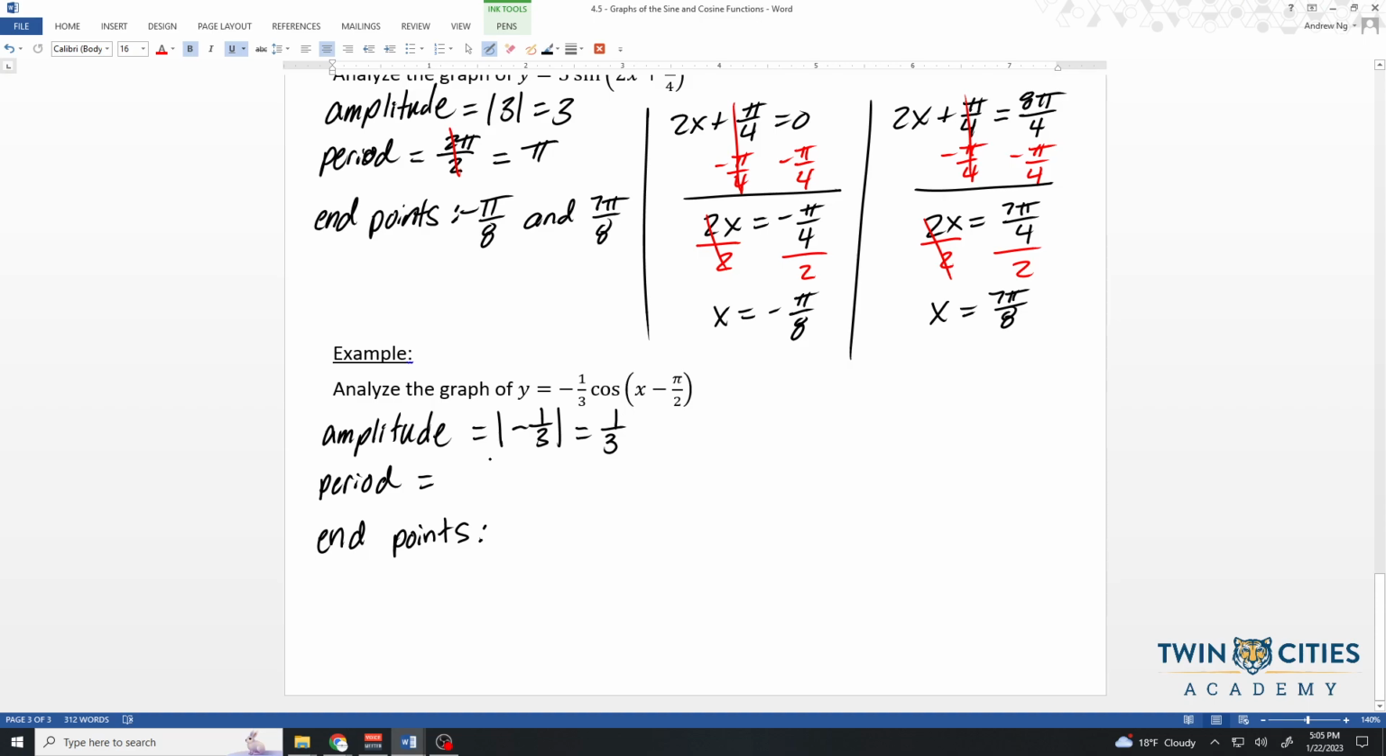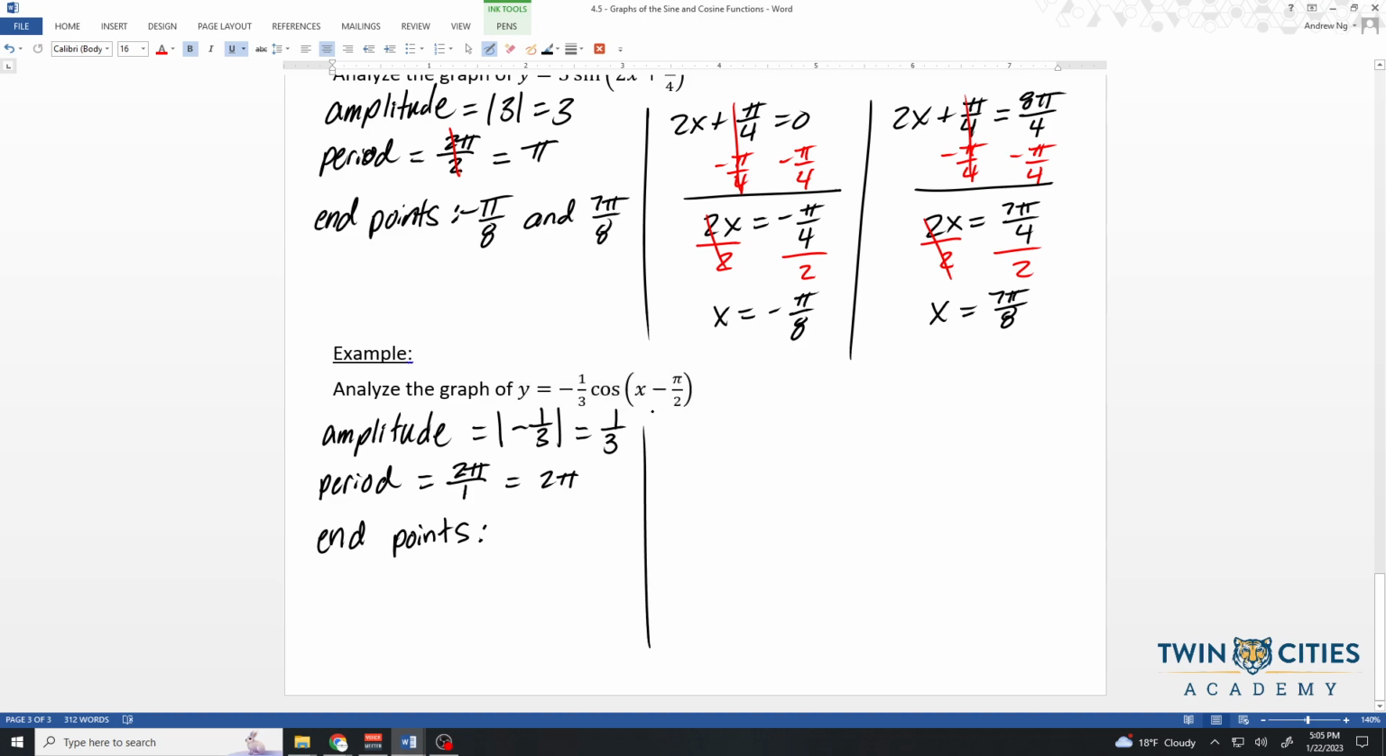The period is going to be 2 pi over b. Here b is 1. So this will be 2 pi. So far, the amplitude being 1/3 tells me the highest this will get is y equals 1/3. The lowest this graph will get is negative 1/3. And it'll take a full 2 pi to get back to my starting point, where the wave will just restart. So let's find some endpoints for one of these cycles.